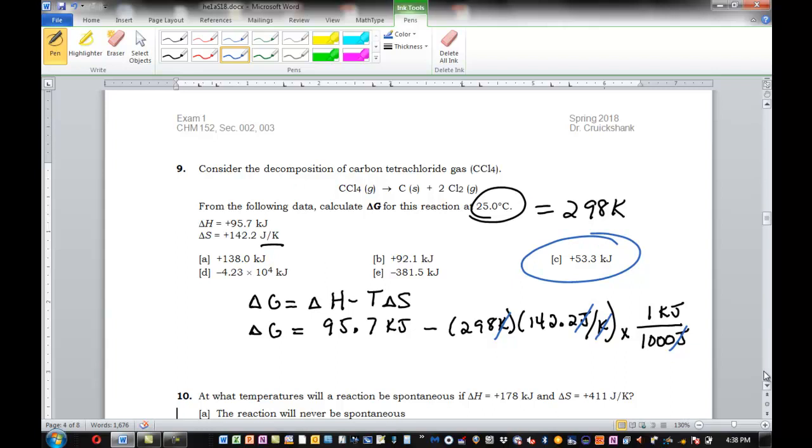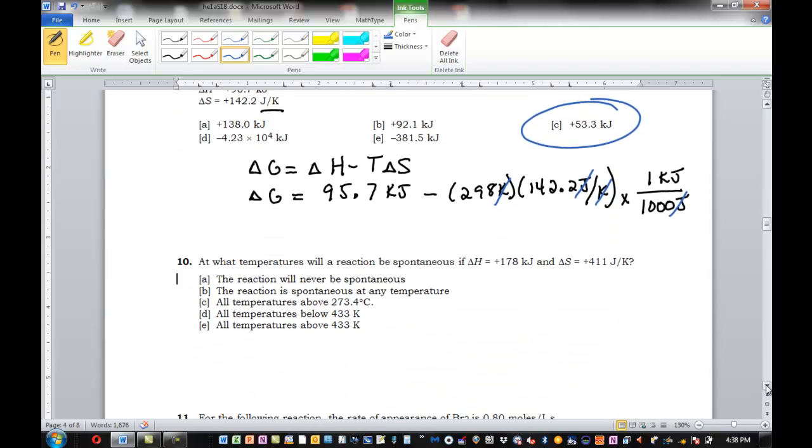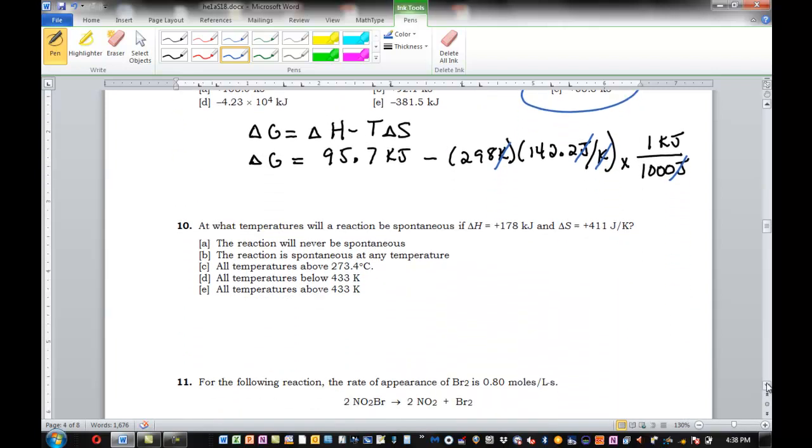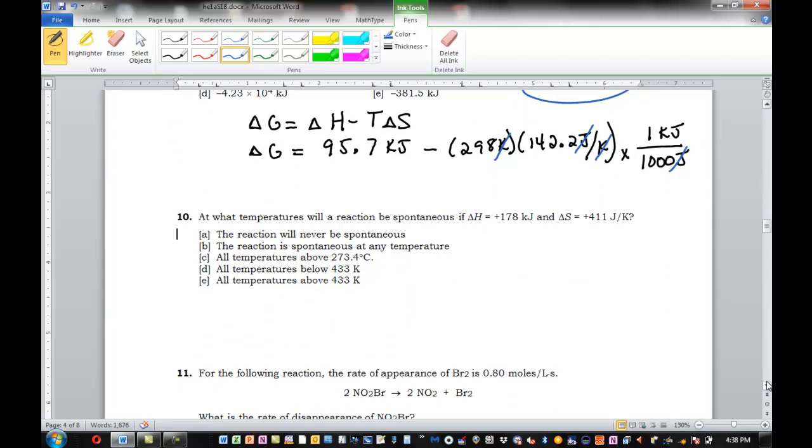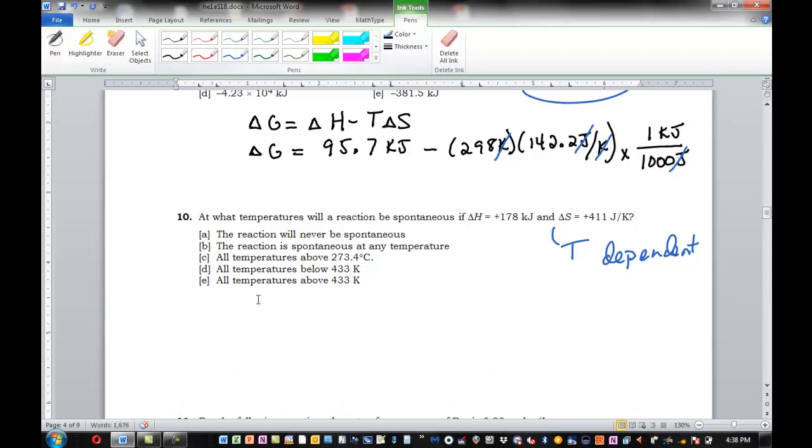All right, fun stuff. 10. At what temperature will a reaction become spontaneous? So here's another example. The one we just worked was a positive delta H, positive delta S. We talked about how that's going to be temperature dependent. Let's actually see how we would do that calculation, and the way we're going to do that is with that same delta G equation that we just looked at.